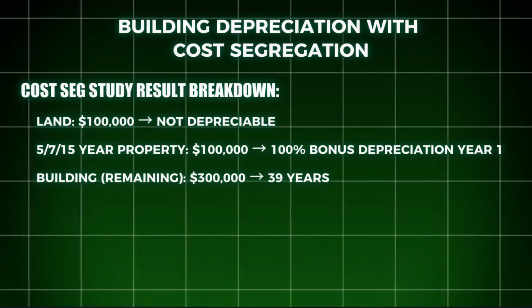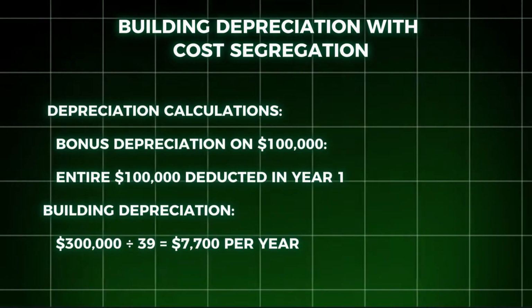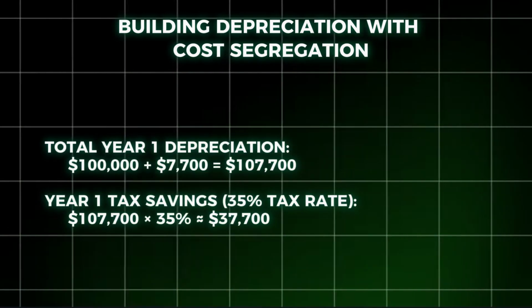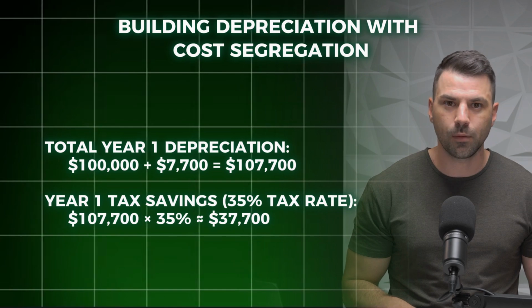But now what do we have? We have this cost segregation report. So now what's depreciation look like? It's not $10,250. It's $100,000 right away from the 5, 7, and 15-year property that we're bonusing. So we get $100,000. Then we take the $300,000 and we divide that by 39 years. That's another $7,700, I think. So now we've got $107,700, right? That's our depreciation. We don't have $10,250. We have $107,700. That times 35%, much bigger, right? $38,000 or something. So we're talking about a difference of almost $35,000 in the tax savings from year one.